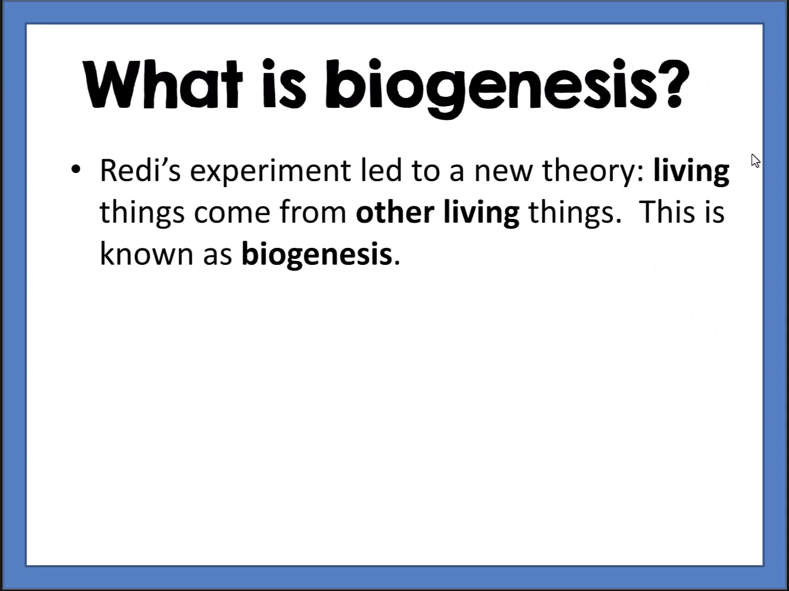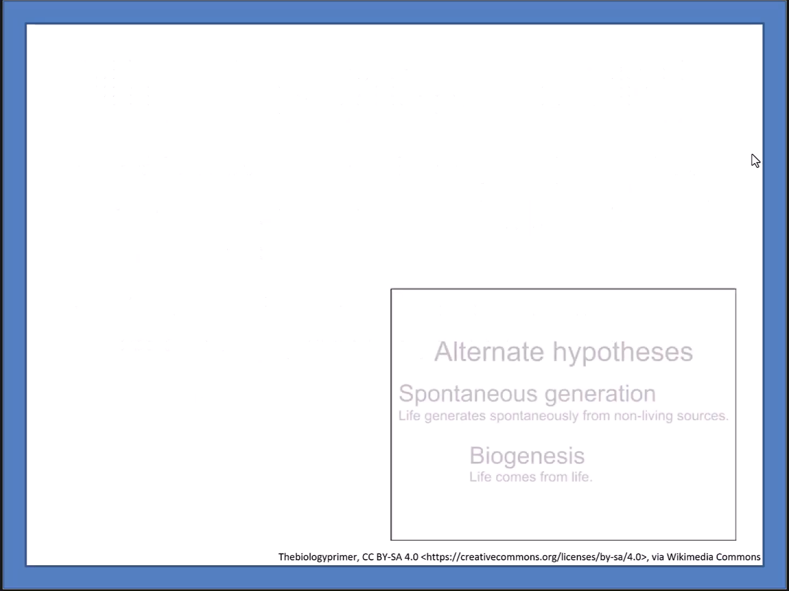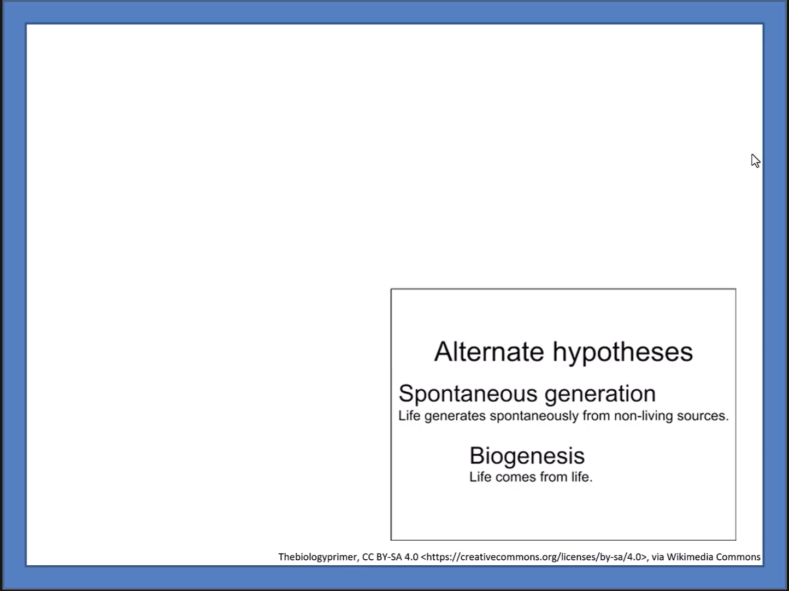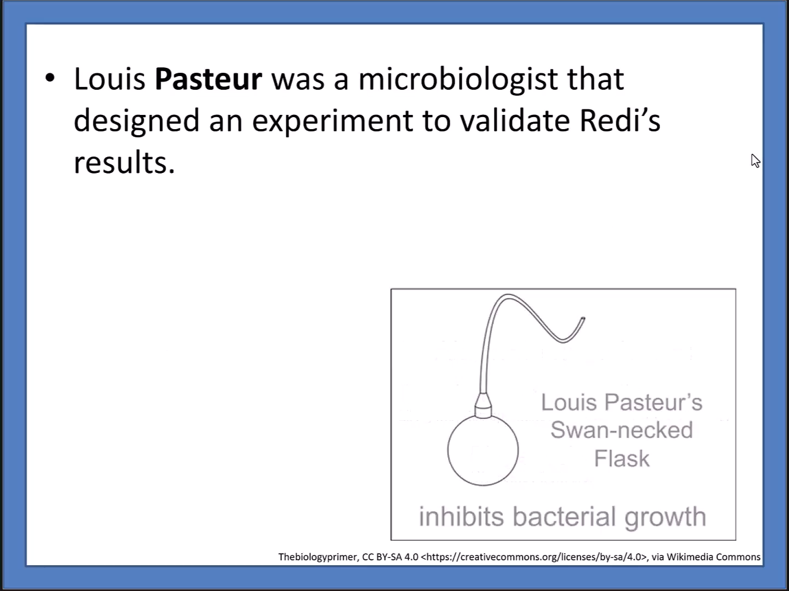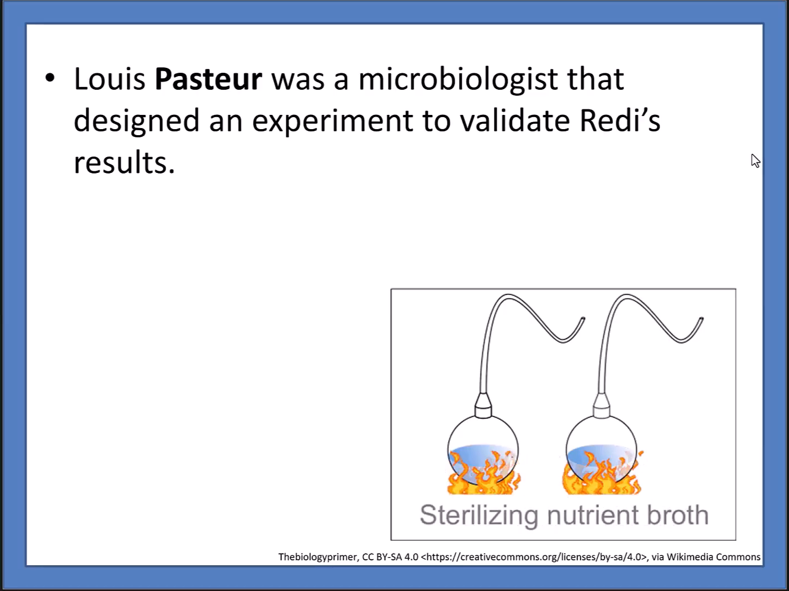Redi's experiment led to a new theory. Living things come from other living things. This is known as biogenesis. Other scientists, however, did not believe Redi and created experiments to try to disprove his results. Louis Pasteur, on the other hand, was a microbiologist who designed an experiment to validate Redi's results. He was trying to recreate the results using a different type of experiment.